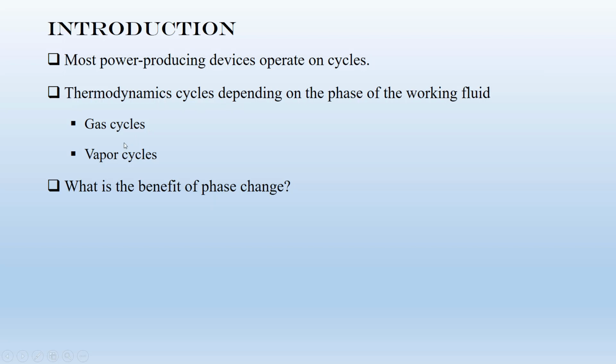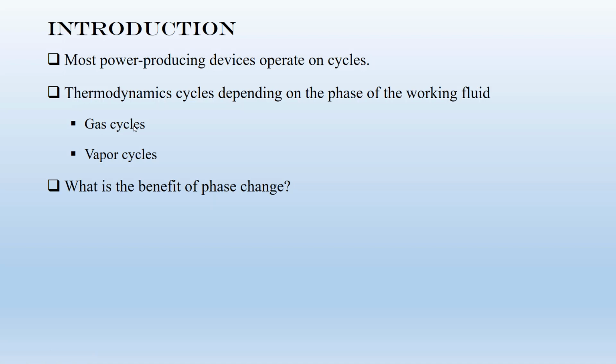In gas cycles, we are dealing with just one phase, the gas phase. In vapor cycles, we are dealing with two phases, meaning that the working fluid is in vapor form in part of the cycle and in liquid form in another part of the cycle. So we have the phase change in the vapor cycle. In gas cycles there is no phase change. In vapor cycles there is a phase change.